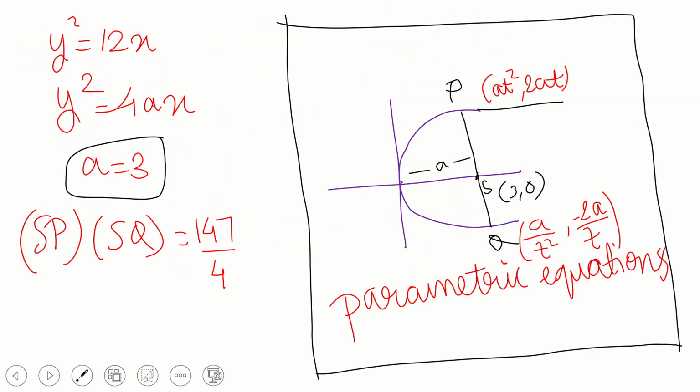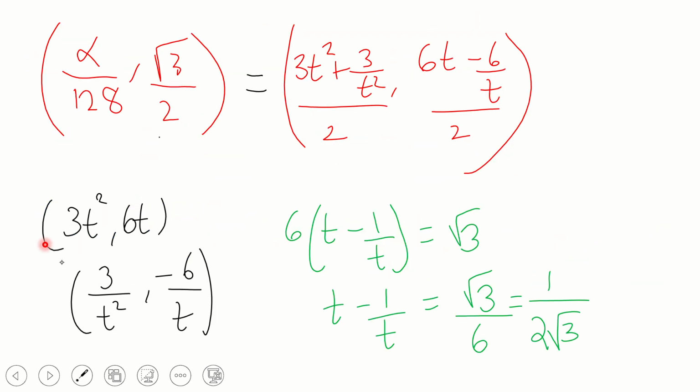And at square, 2at, and a by t square, minus 2a by t. If you find the midpoint of them, that is also going to give you the coordinates of the center of the conic. Now a is equal to 3. On substituting a in at square, you get 3t square, 2at or 2 into 3 into t, which is 6t. So the coordinates that you obtain are 3t square and 6t and 3 by t square and minus 6 by t. You find the midpoint for these 2 points. Let's consider them as A and B. And the midpoint of A and B is (x1 plus x2) by 2 and (y1 plus y2) by 2. Now equate the x coordinates and equate the y coordinates.